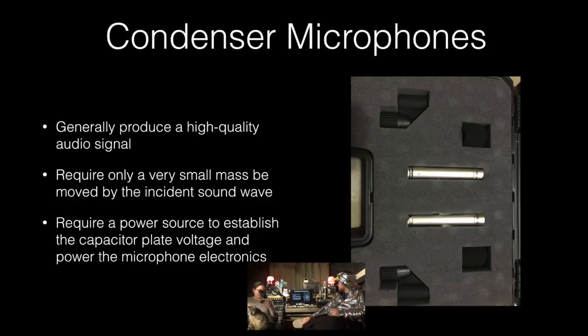They generally produce a high-quality audio signal, which is why they're so popular. They're very sensitive. They require only a very small mass to be moved by the incident sound wave, which is why they're sensitive. And they require a power source to establish both the capacitor plate voltage and power the microphone electronics. That's the phantom power. It's 48 volts. Almost every interface has it, and if whatever you're using doesn't have phantom power, there are boxes you can buy.